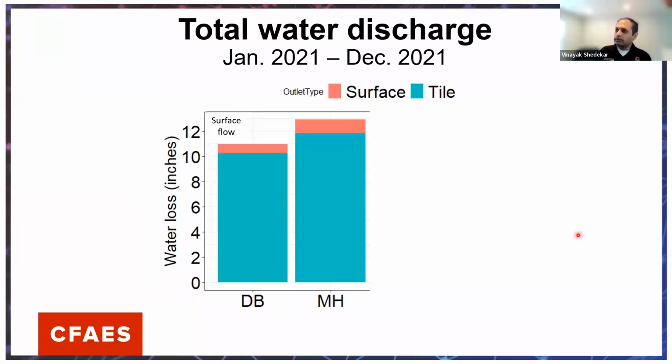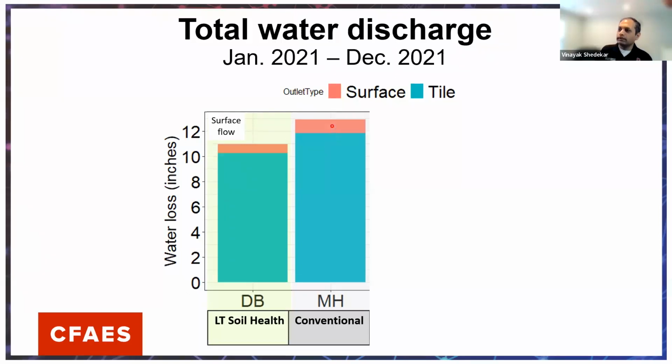But putting things in perspective in terms of numbers, what you see here is tile drainage loss and surface runoff loss, and DB is the long-term soil health field, and the MH is the conventional field. So what you see is a little bit more water leaving this field. So about 11 inches or so of total water leaving this field, 13 inches or so of total water leaving. So a couple inches difference.